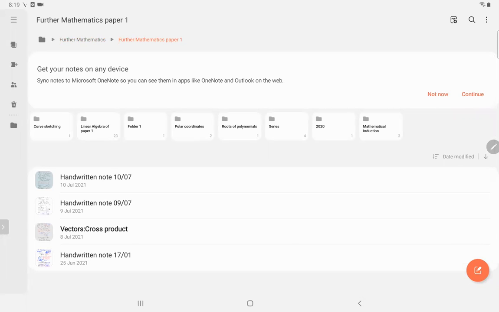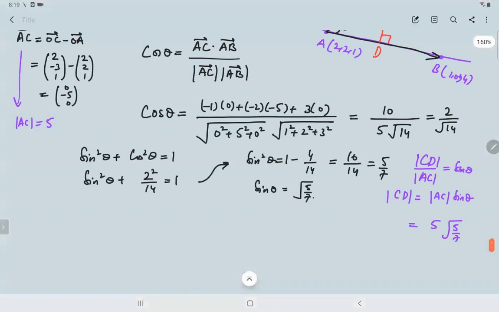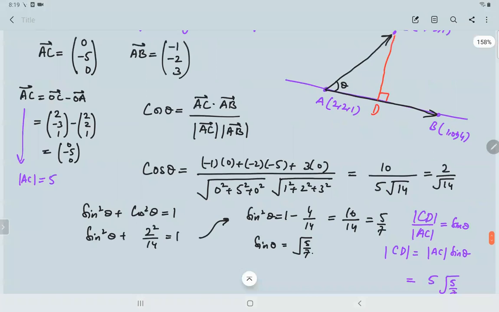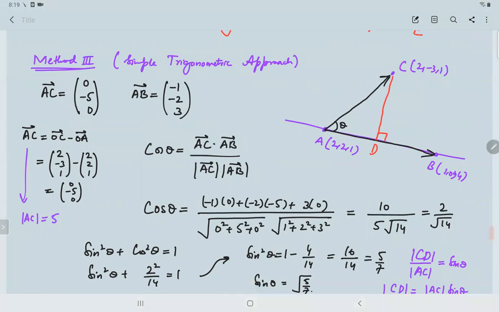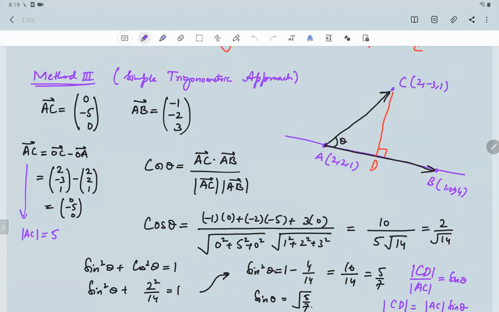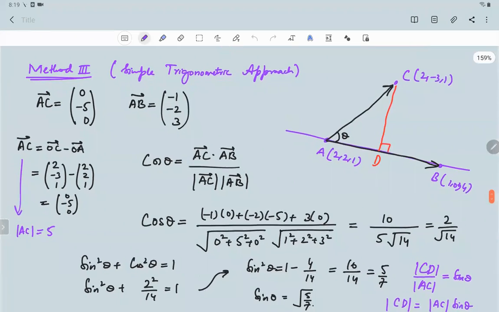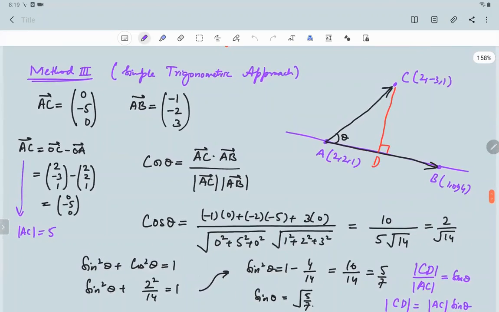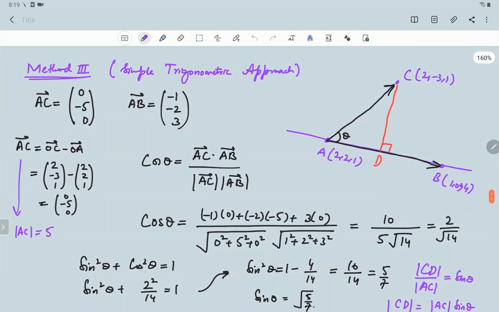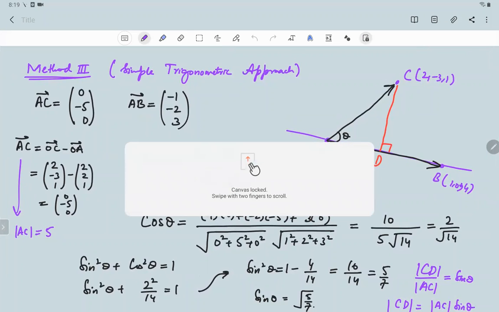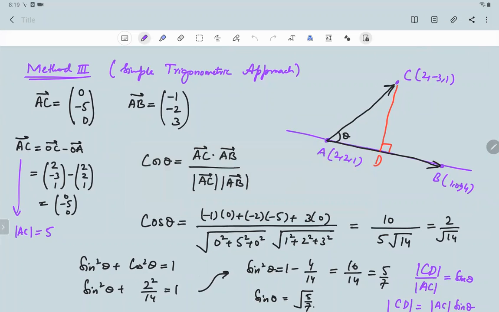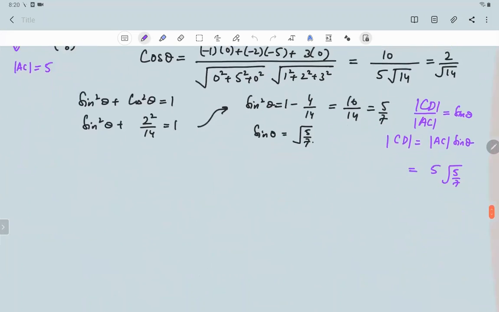We were in the middle of our lecture, doing a question, finding the distance of point C from a line passing through AB, and we have calculated this distance by 3 methods.